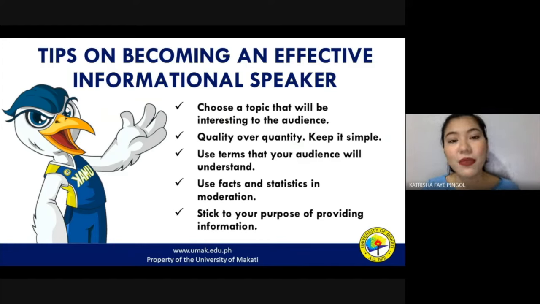In informative speeches, there's a tendency for others to give too much information, okay? Because they want to support it. They want to be as credible as much as possible because they're the source of information. However, when we use facts and statistics in our informative speeches, you have to keep it in moderation. You need to make sure as well that you only stick to the purpose of providing information, nothing else. There is no other objective, there is no other goal but to provide information to your listener.